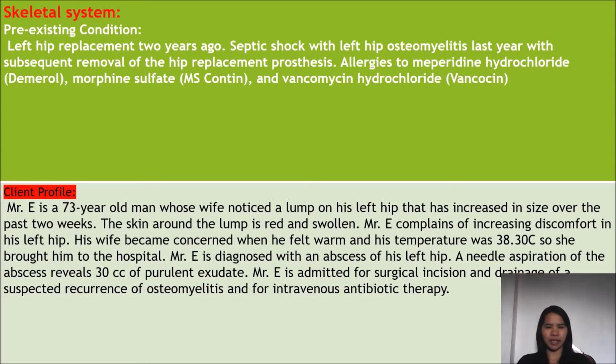Mr. E was diagnosed with an abscess of his left hip, and needle aspiration of the abscess revealed 30 cc of purulent exudate. Mr. E was admitted for surgical incision and drainage of a suspected recurrence of osteomyelitis and for intravenous antibiotic therapy.